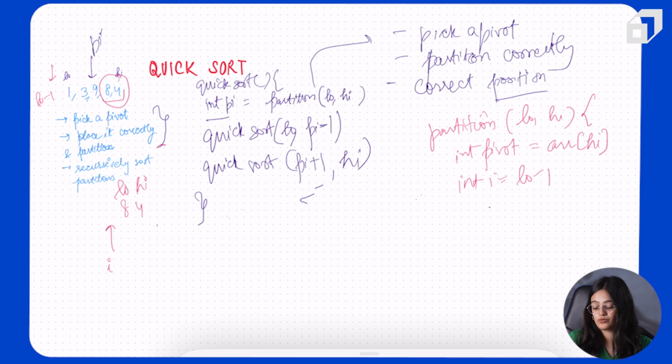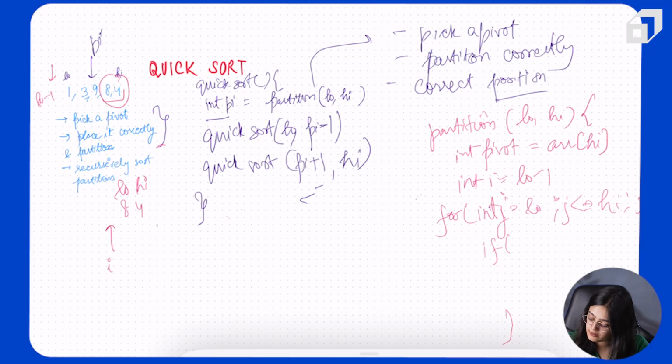Now we'll iterate through the array. So let's take a j pointer to iterate. And for j, we will start from the low. We'll go till high minus 1, or we can go till high, it doesn't matter. High is already the pivot. And then we can do a j++.